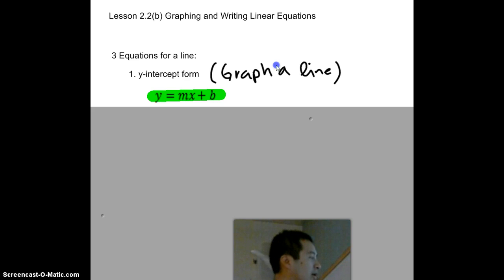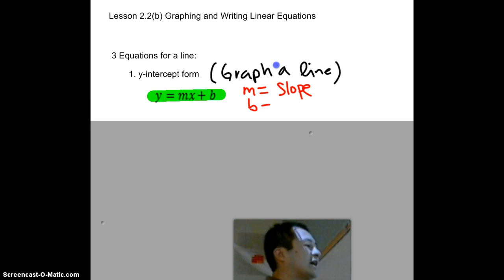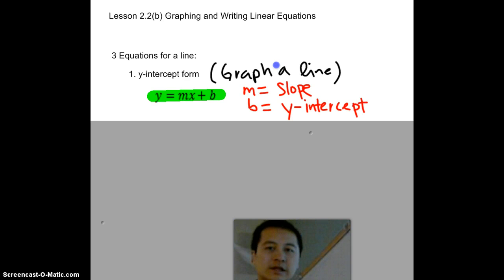There are two components to this form. There's the m. Do you remember what the m stands for? Good. The m stands for slope. Perfect. And there's a b. Do you remember what the b stands for? The b stands for y-intercept. So what does that mean, y-intercept? Think about intercept, like interception, intersection. It's where two things cross. So y-intercept is where the line crosses the y-axis.